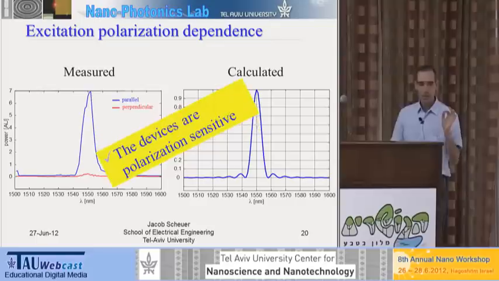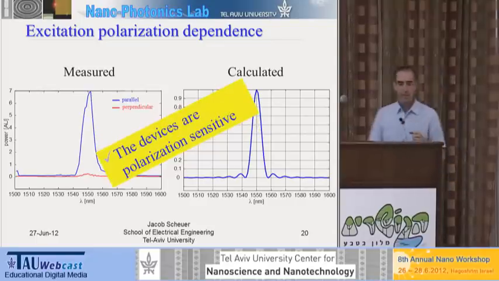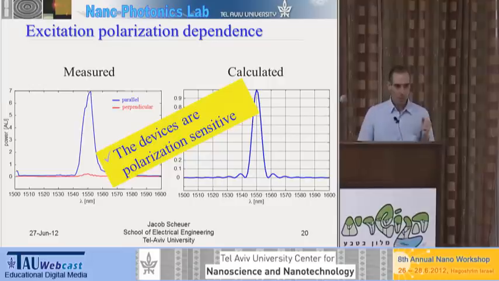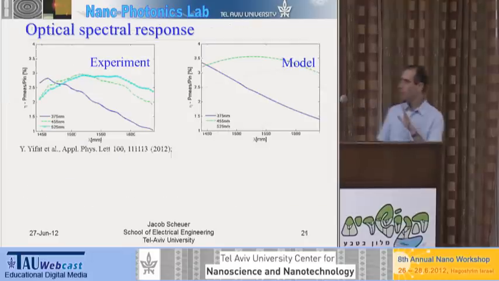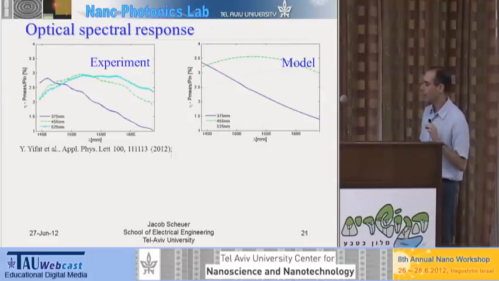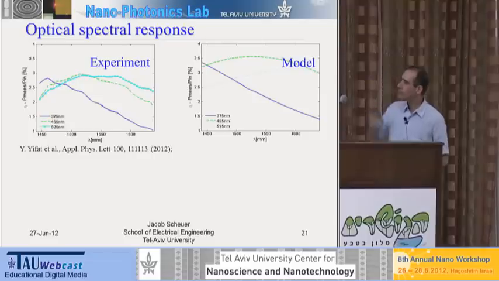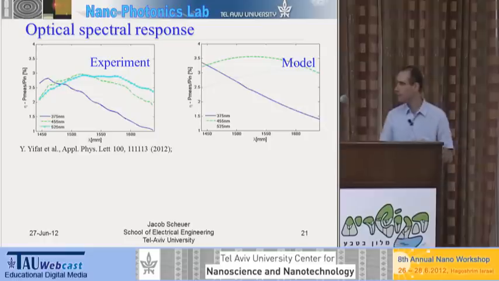Bottom line, our structures are polarization sensitive; they act like antennas. Next, let's see what kind of spectral properties they have. So this is a complicated graph, so let's see if I can explain that. What we see here is the spectral response, meaning the intensity which is scattered from our nano antennas as a function of the wavelength for three different lengths.